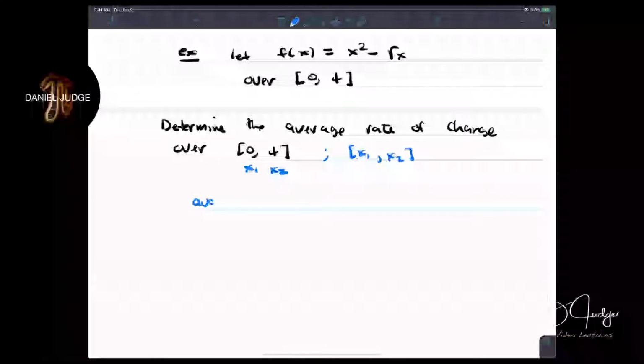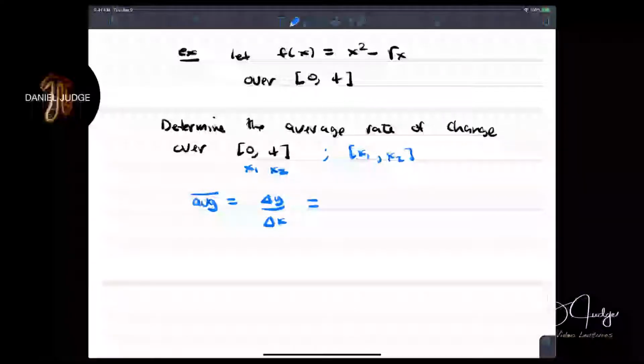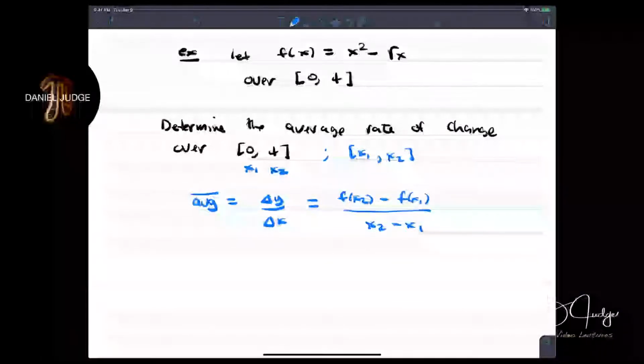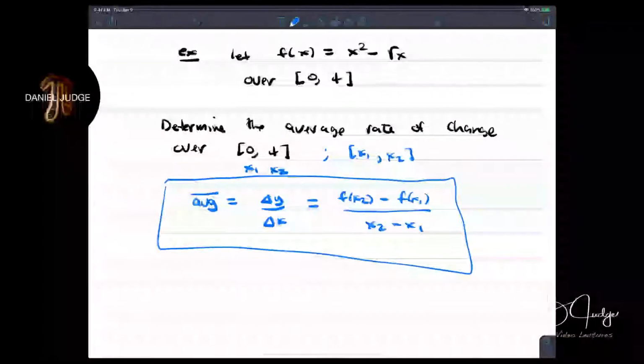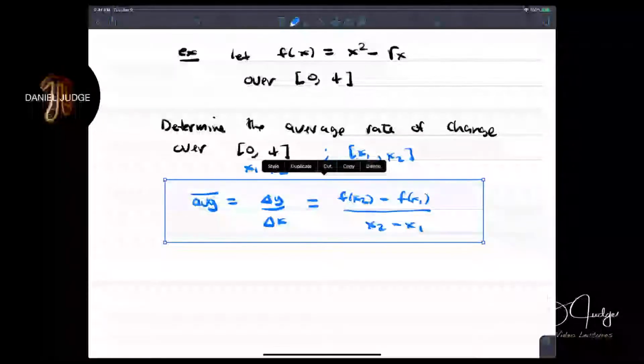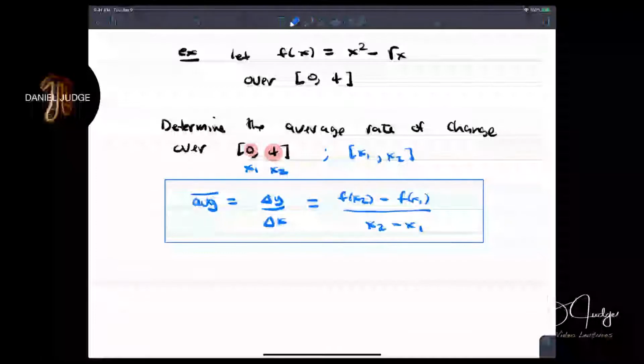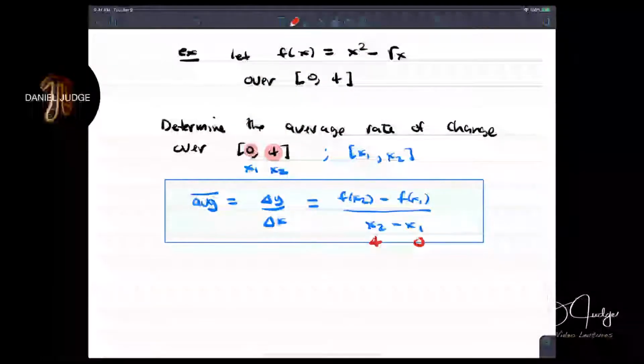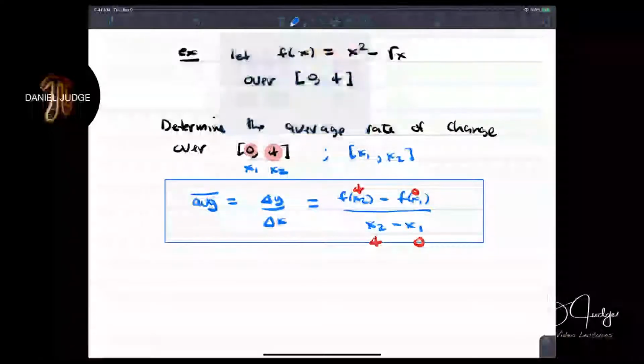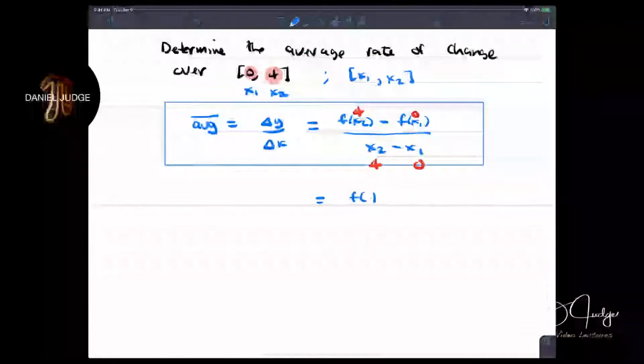And we could write it this way. Average rate of change is really the difference in y over the difference in x. And sometimes they put that line for average. And then you can say, is this really f of x2 minus f of x1 over x2 minus x1? And the answer is yes. So you use the definition here. It's really geometrically the slope of the secant line. And in this case, all we have to do is replace the x1 values and the x2 values right here, 0 and 4. So you'll have here f of 4 minus f of 0, everything over 4 minus 0.